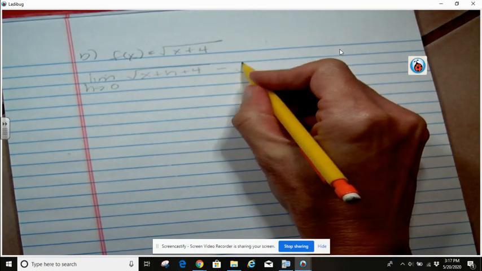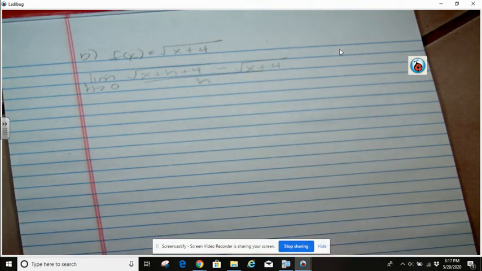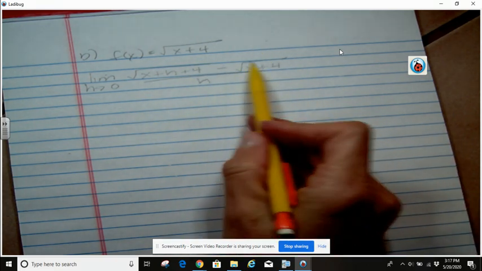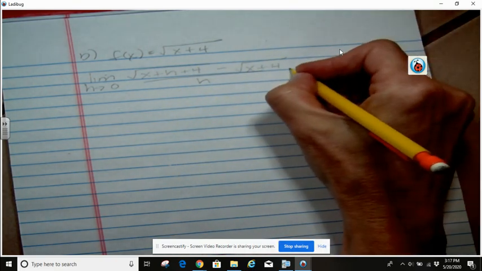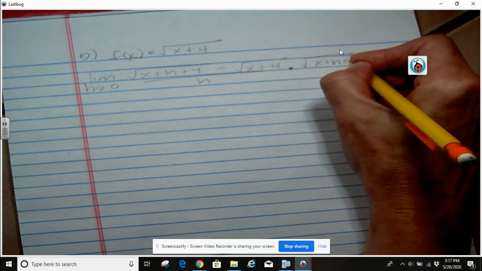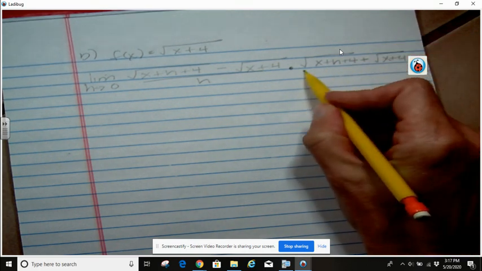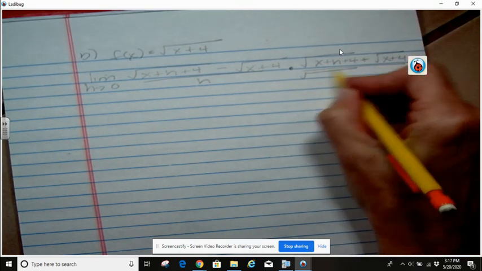Minus whatever the function is, all over h. Okay, so you have to remember back to when we did limits and we had to rationalize the numerator, because that's a little bit of what's going on here. So we are going to rationalize the numerator by multiplying by the conjugate of the numerator. And if I do that in the top, I have to do it in the bottom.